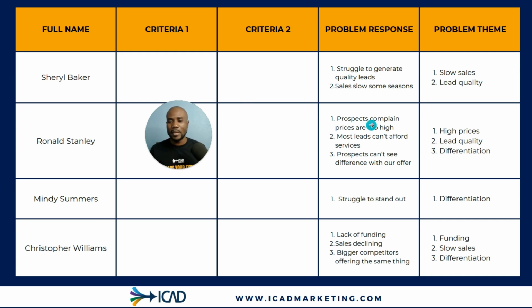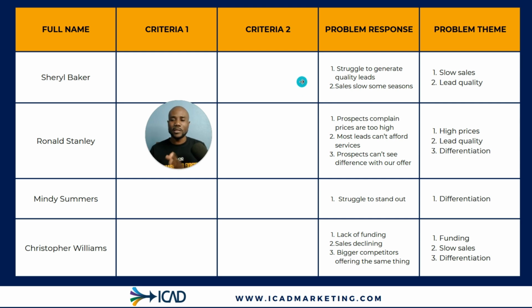For Ronald Stanley, it's prospects complain prices are too high. Most leads can't afford services. Prospects can't see the difference between our offer and competitors, right? With Mindy Summers, her only problem is that she struggles to stand out. With Christopher Williams, his problem is that he lacks funding, sales keep declining, and bigger competitors offer the same thing, right? So going through all these different responses, what you want to do now is assign a problem theme to it.